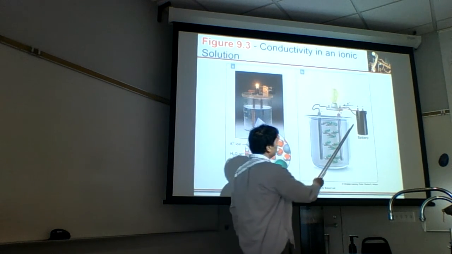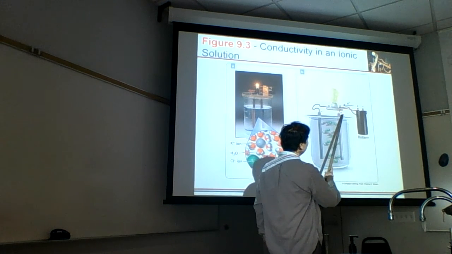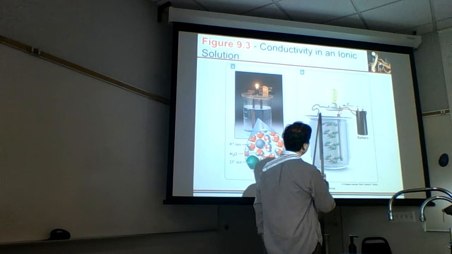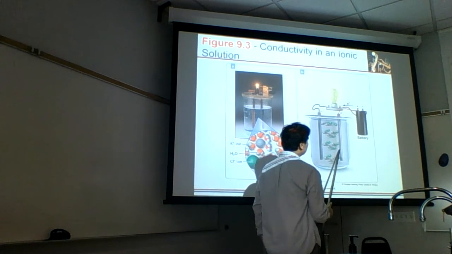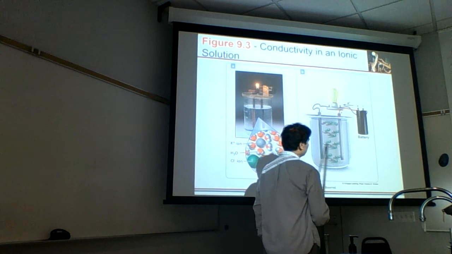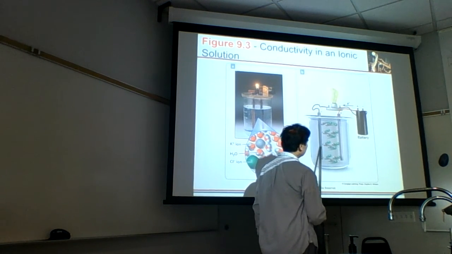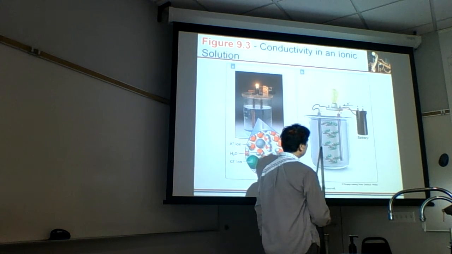Now, when we hook up a battery or we plug this into the wall, what's going to happen is there's going to be electrons pushed this way. So this is going to make this piece of metal negative, and it's going to withdraw electrons from this piece of metal. So it's going to create what's called an electric field. And so the negative ions are going to be attracted here, the positive ions are going to be attracted here. And that's going to create electric current. And so this can conduct electricity here.